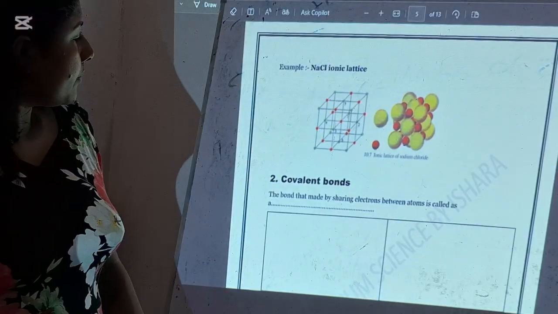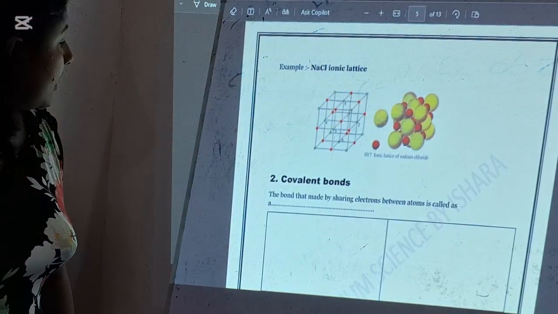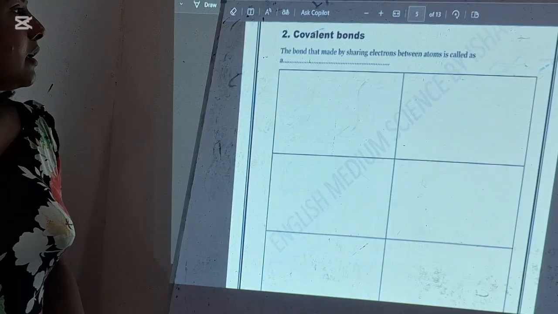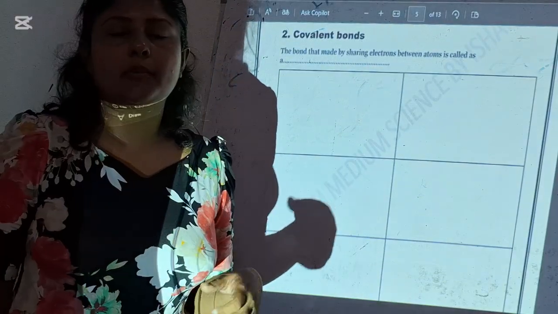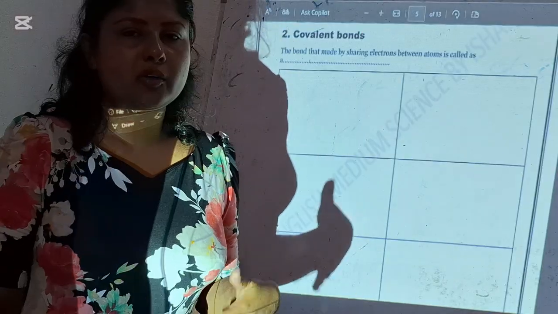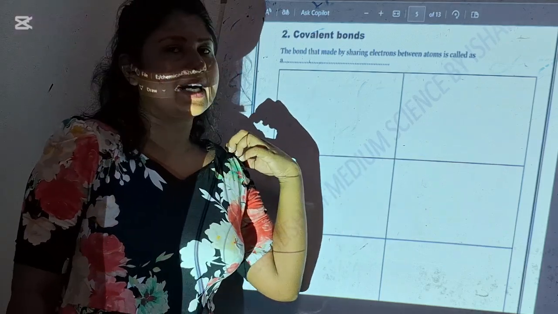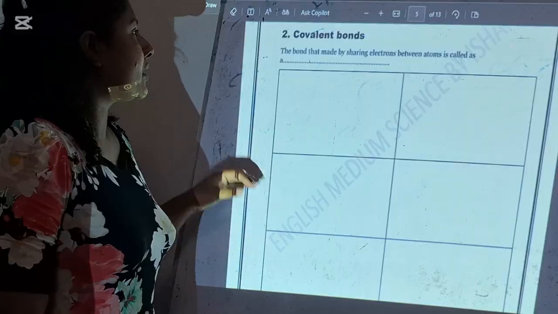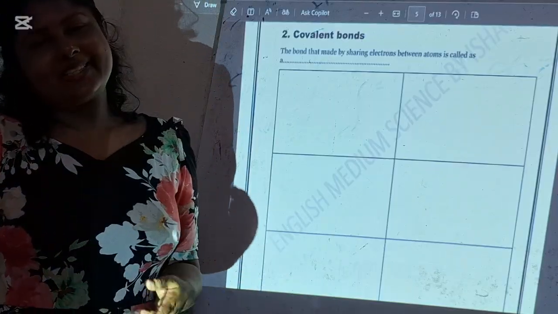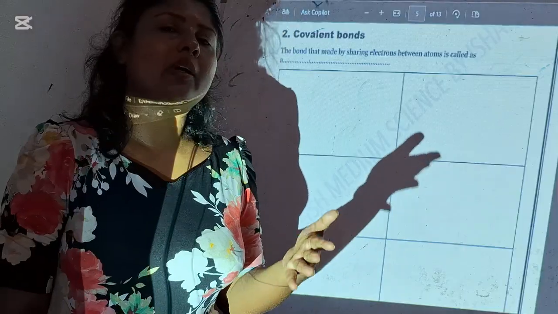Then we are going to learn about covalent bonds. Covalent bonds ගැනයි ඊළඟට අපි ඉගෙන ගන්න යන්නේ. Covalent bonds. Then previously පුතා we learned about ionic bonds.